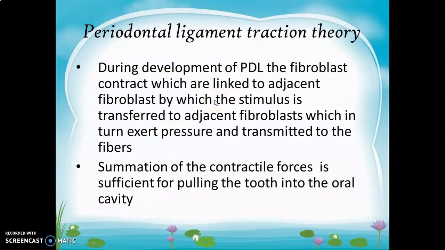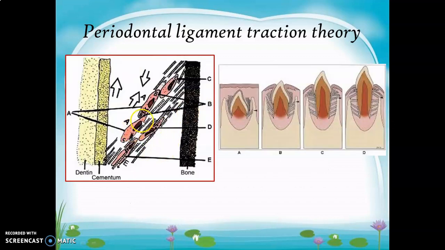Now let's move on to the most accepted periodontal ligament traction theory. Almost all the features that contribute to this force of periodontal ligament traction we have discussed earlier. That is, the periodontal ligament fibroblasts have contractile property because they contain actin and myosin contractile filaments, and this contractile force can be transmitted to the adjacent fibroblast and the collagen fibers because of the presence of intercellular junctions and the fibronexus. Thus, periodontal ligament can act as a syncytium or a single unit to cause a larger force of contraction which is sufficient to pull the tooth into the oral cavity.